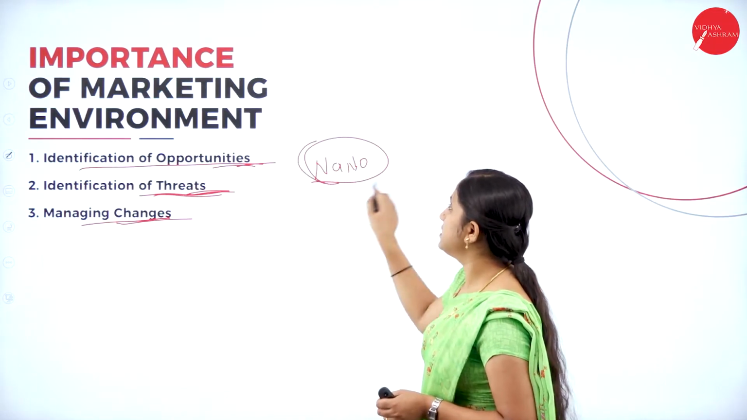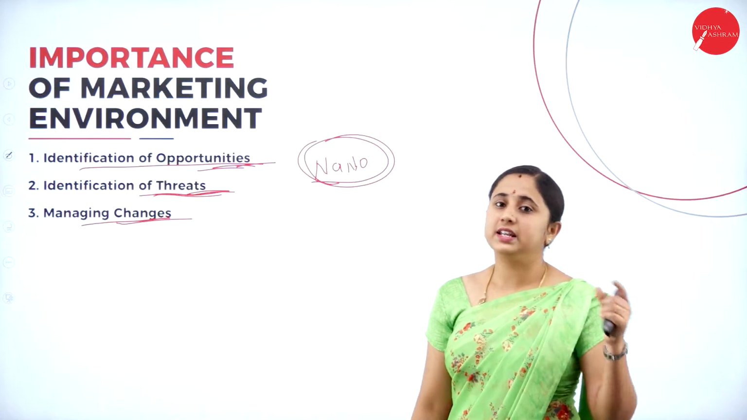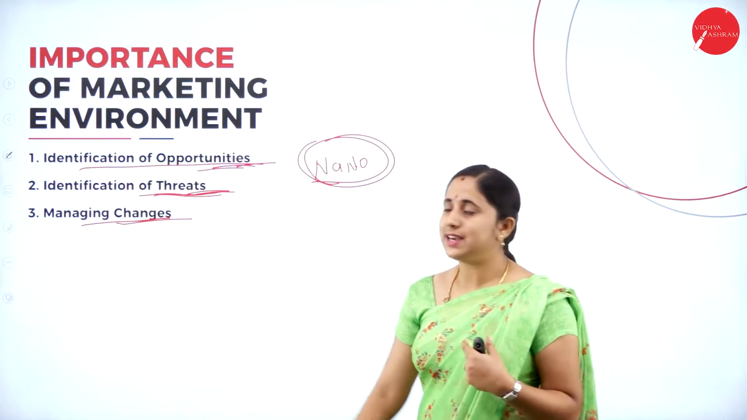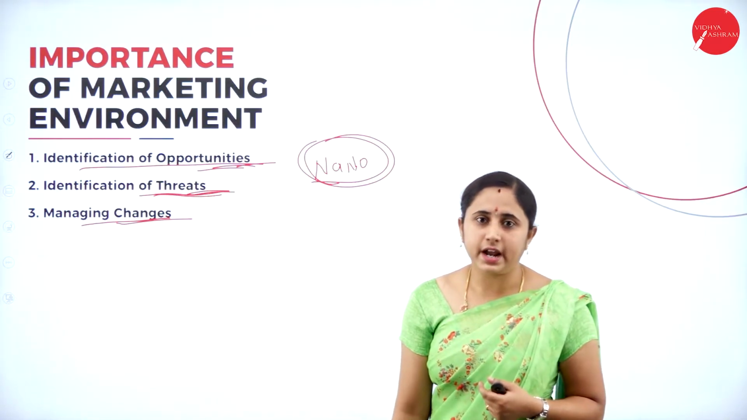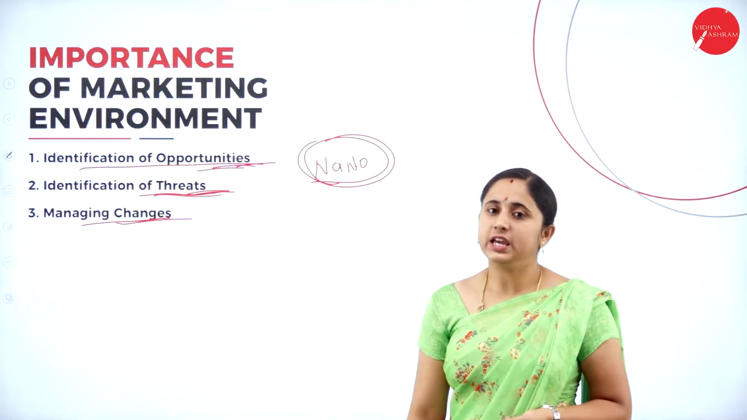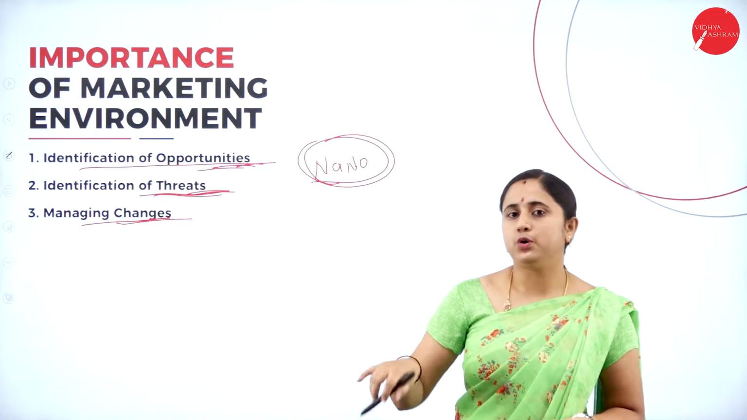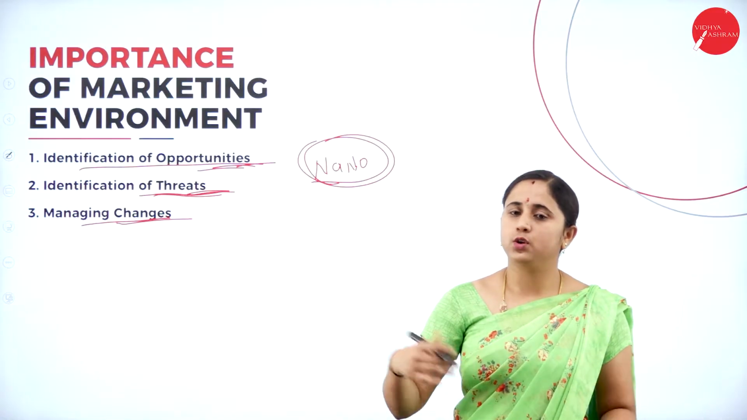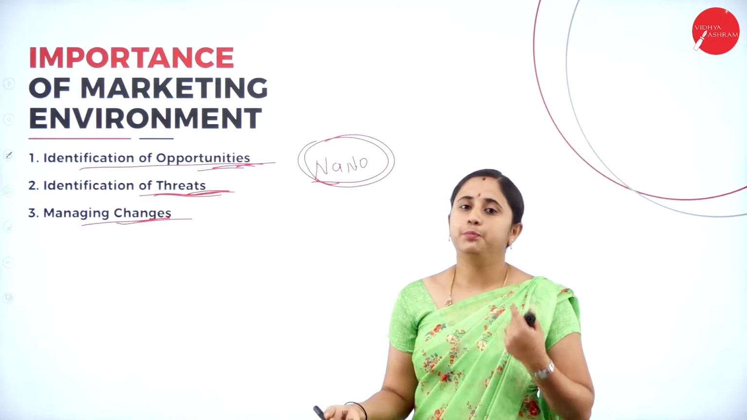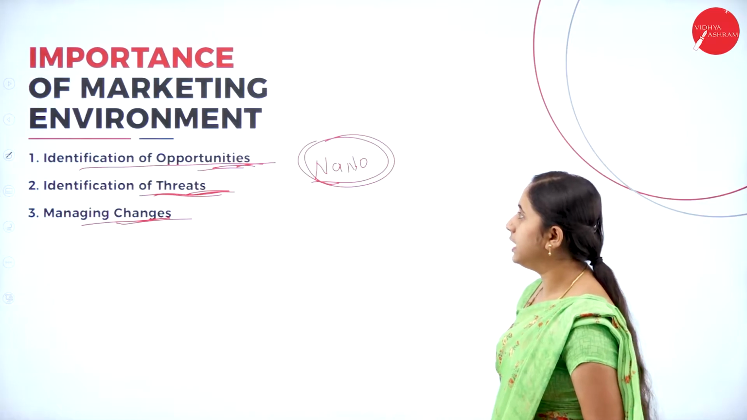So while producing this product, first they need to identify these opportunities. So marketing environment helps in identification of these opportunities so that they utilize these opportunities and they analyze the threats. And they're ready with the solution. So it helps in managing the changes. So the marketing environment helps to study all about the micro and macro environment, so they can take the necessary steps in improving their business. So this is all about importance of marketing environment.